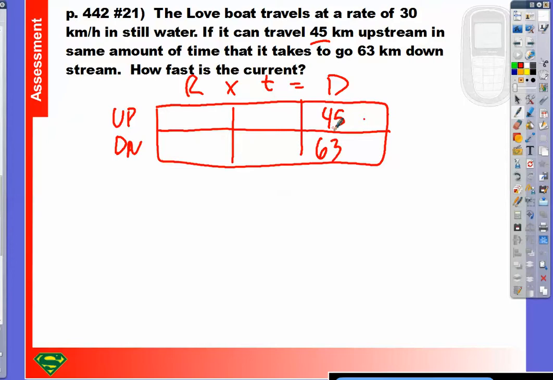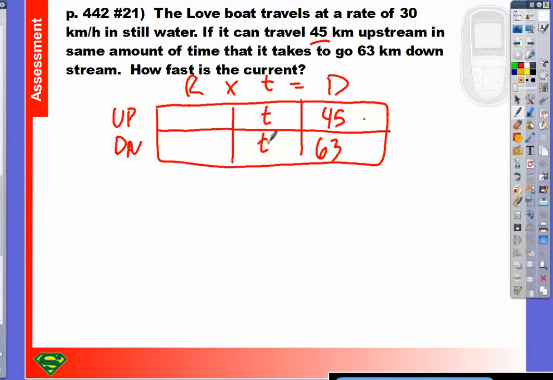All right, so now the time. Do I know what the time is? Do I know how long it takes me to make this run up and downstream? No, it does not tell us. So what are we going to use instead of a number if I don't know what the time is? Yvonne? T. T for time because I don't know what it is.